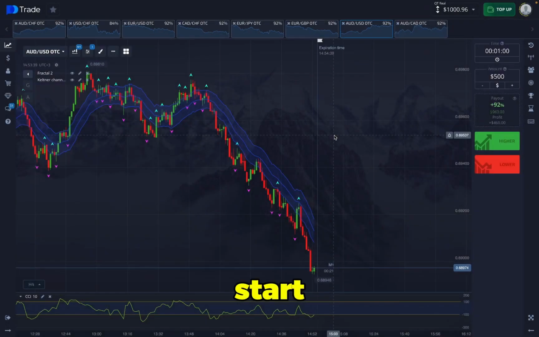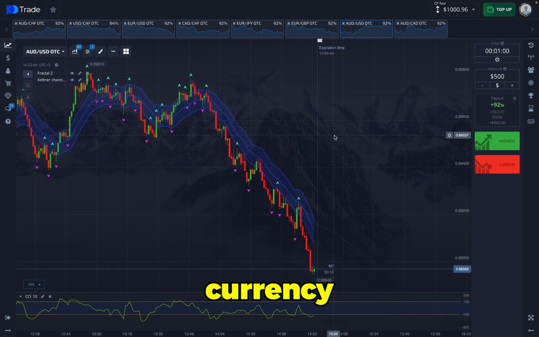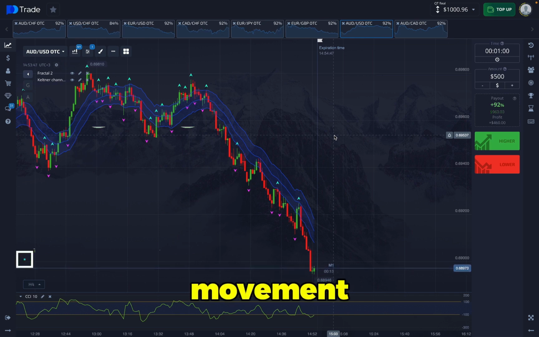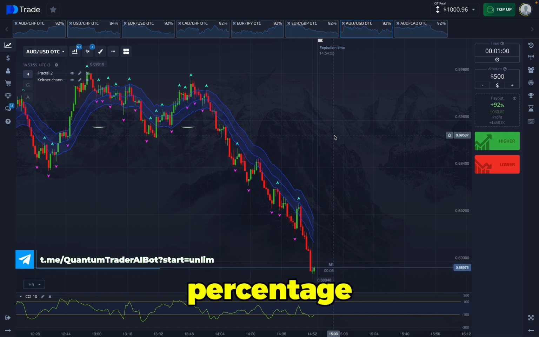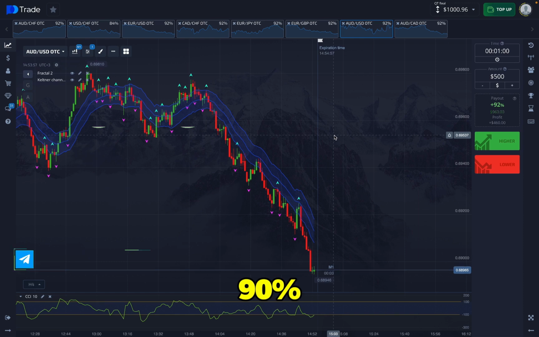So let's start our trading today. I have already analyzed and selected all the currency pairs with the most optimal movement pattern. You can see them in front of your eyes. Today, we have an OTC market, which means an excellent payout percentage, mostly more than 90%.